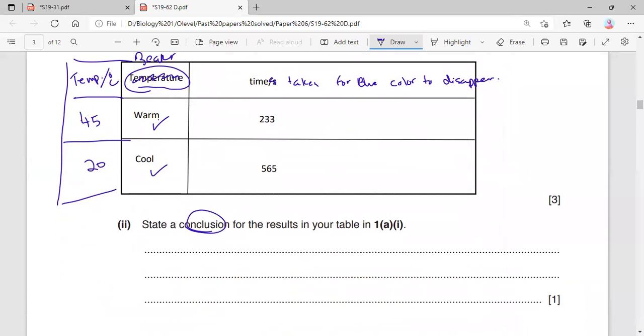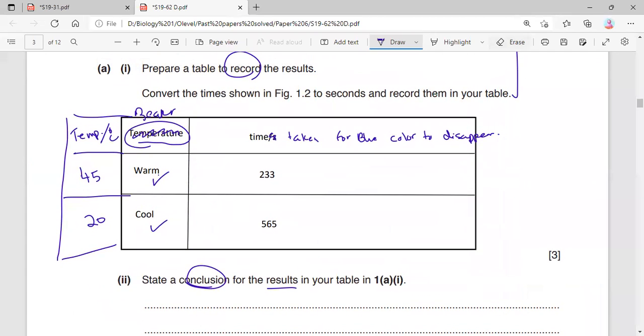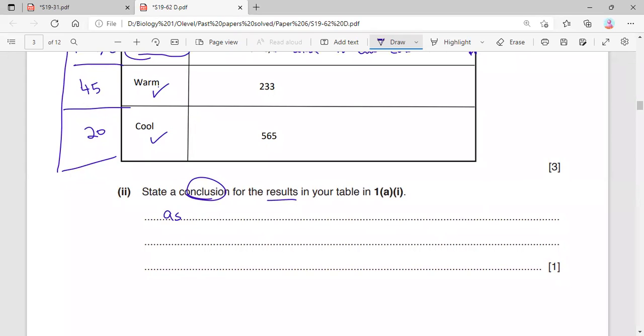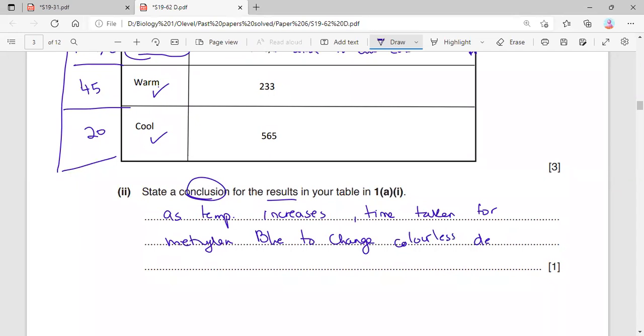State a conclusion for the results. What is the conclusion? As temperature increases, time taken for methylene blue to change colorless decreases. This is the conclusion. Okay.